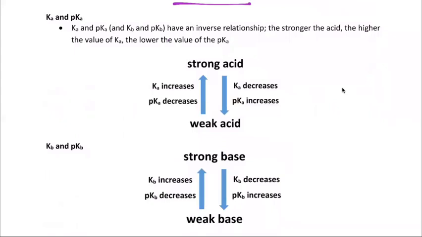So here's how you relate it to the relative strength. They have an inverse relationship. So the stronger the acid, the higher the value of the Ka and the lower the value of pKa. And then same thing for strong weak bases. So if you have something that has a high Ka and a low pKa, that's going to be a stronger acid than something with a lower Ka and a higher pKa. So they're inversely related. And then for base, you can see it's the same thing. If you have a high Kb and a low pKb, that would be a stronger base compared to something that would have a lower Kb and a higher pKb.